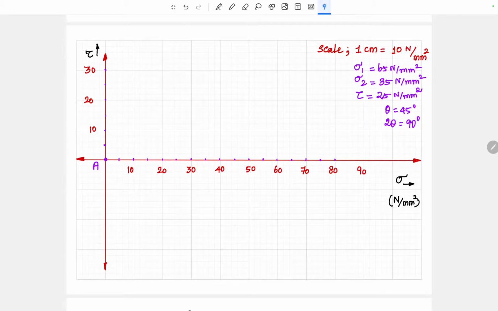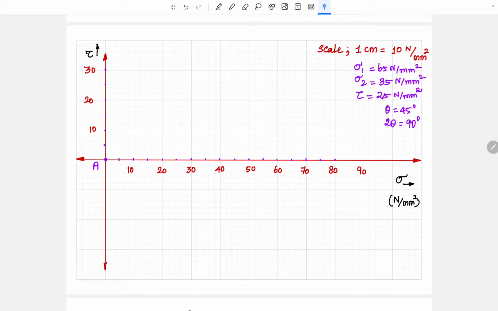And after that, the scale we need to take is 1 centimeter is equal to 10 Newton per mm square for our convenience, because our maximum stress value is around 65 Newton per mm square. So let me take 1 centimeter is equal to 10 Newton per mm square. So it will be like 6.5 centimeter is equal to 65 Newton per mm square. That is enough. If you need more clarity, you can take 1 centimeter is equal to 5 Newton per mm square also, if you have more space. Okay, now let me draw the diagram.